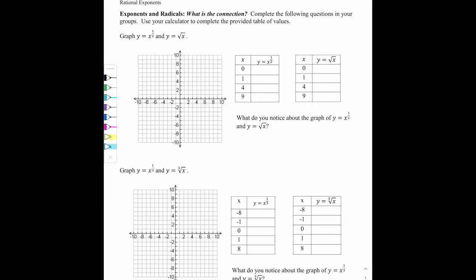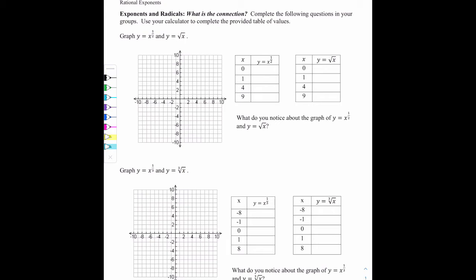So at this point, would you please pause the video and complete the two graphs, answer the questions, and then when you're ready, you can resume the video and go over the answers with me. Okay, let's take a look at the first set of graphs.